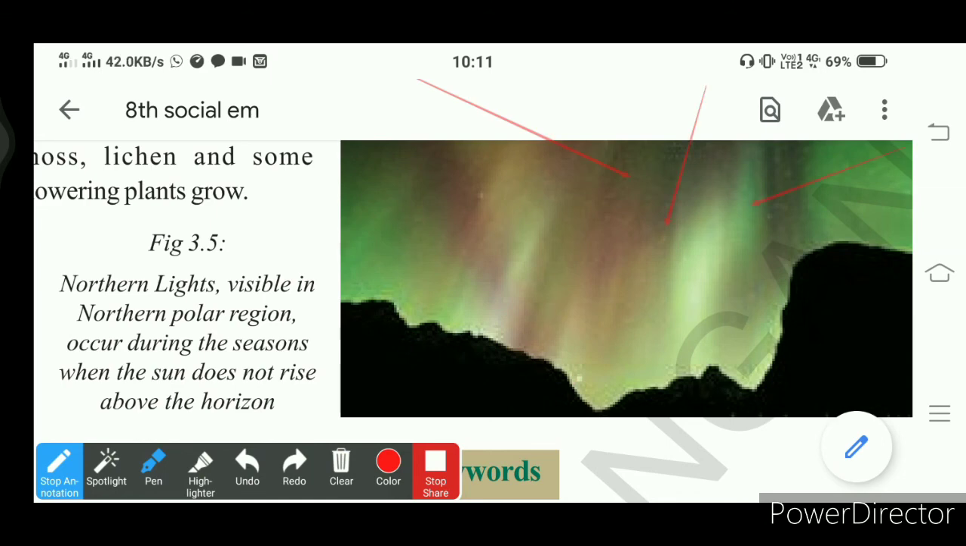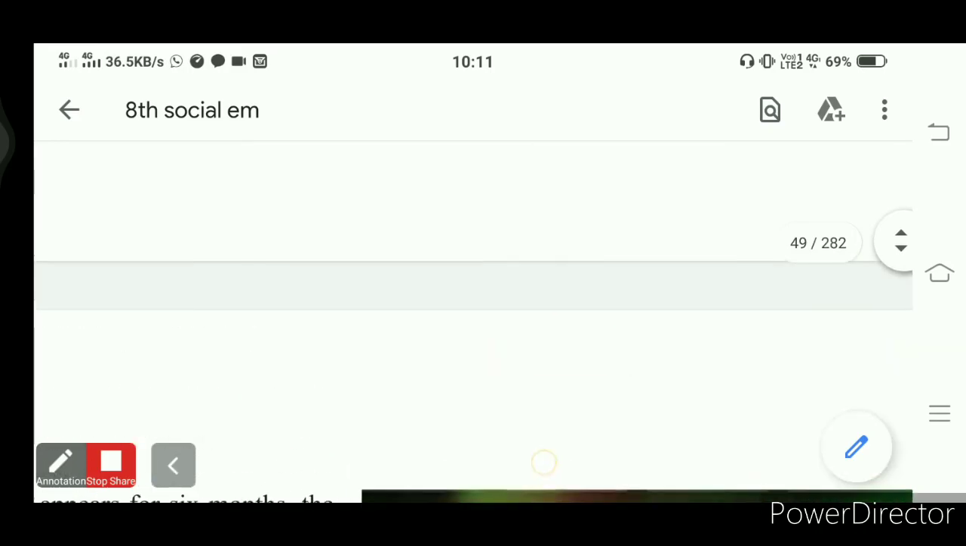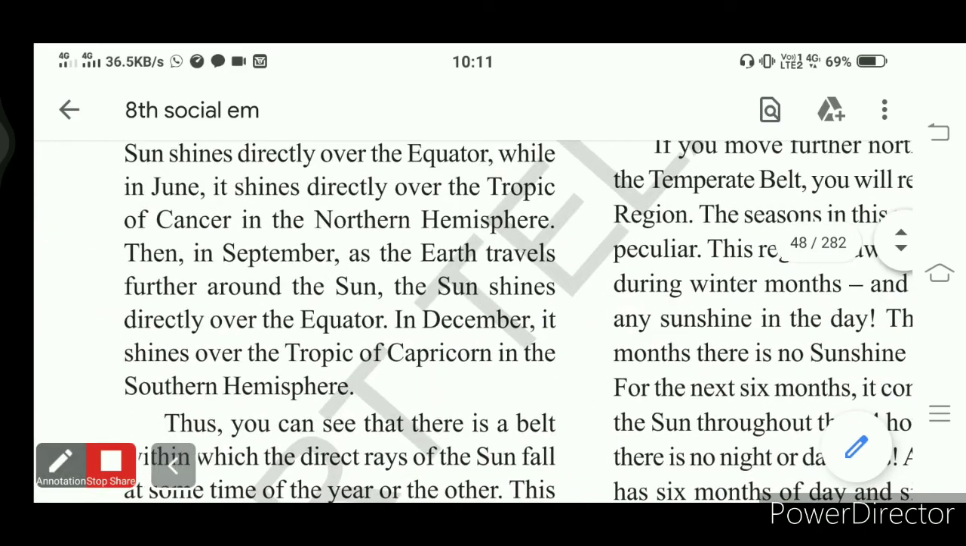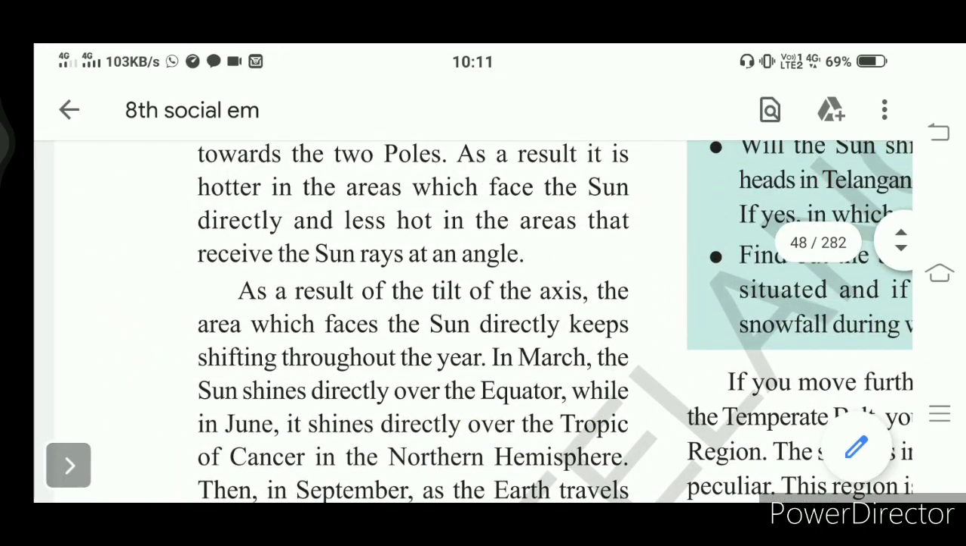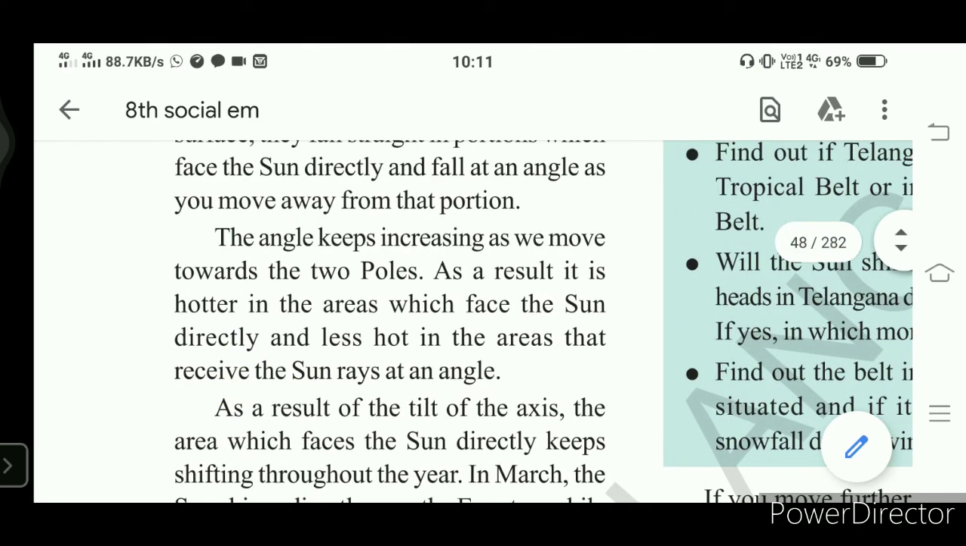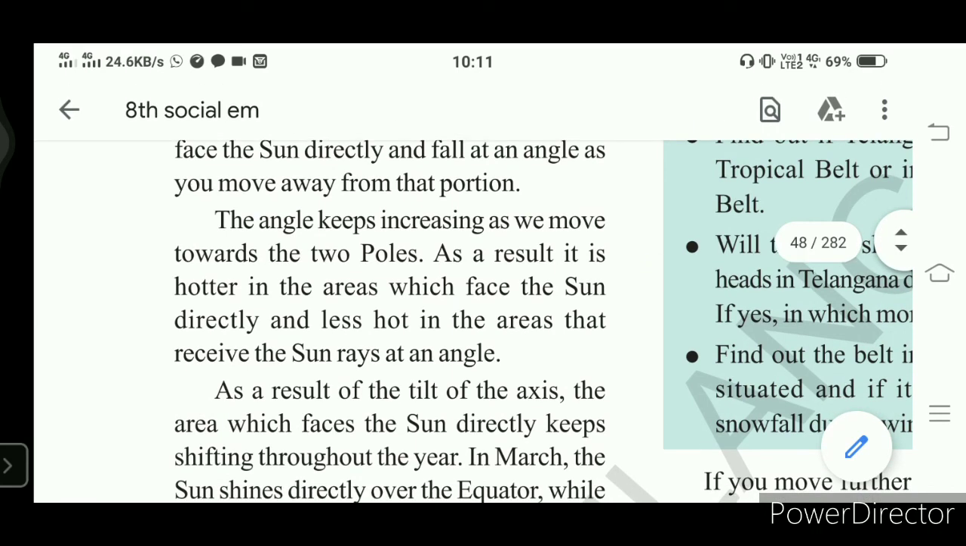In this way we see that there are three temperature belts. One is the tropical region, between the Tropic of Cancer and the Tropic of Capricorn. Another is from the Tropic of Cancer to the Arctic Circle, and from the Tropic of Capricorn to the Antarctic Circle, which is called the temperate belt. And near the poles it is too cold, so that is called the polar regions.